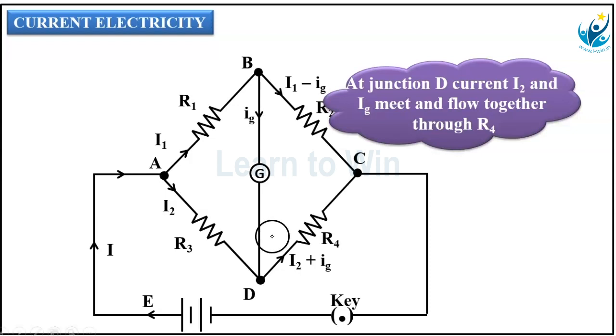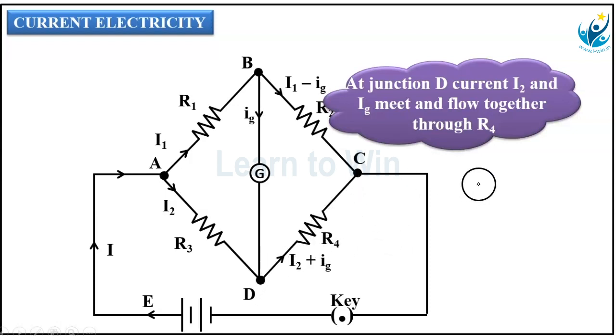Kirchhoff's current law. So at junction A, the incoming current I splits into I1 plus I2. That means I is equal to I1 plus I2. At junction B, I1 splits as Ig and I1 minus Ig. At D, I2 entering, Ig entering. These two combine as I2 plus Ig, leaving the junction D.